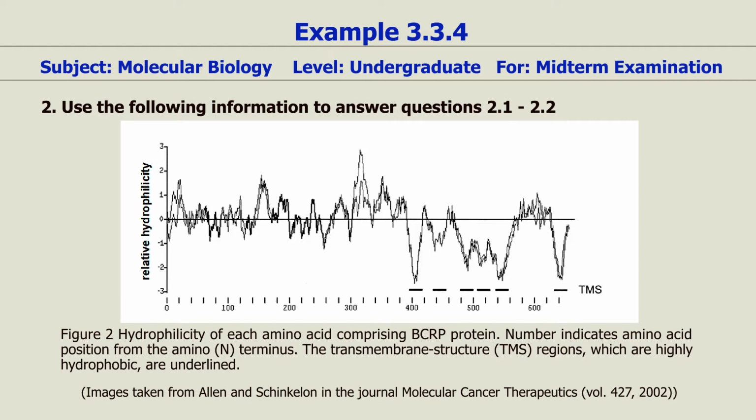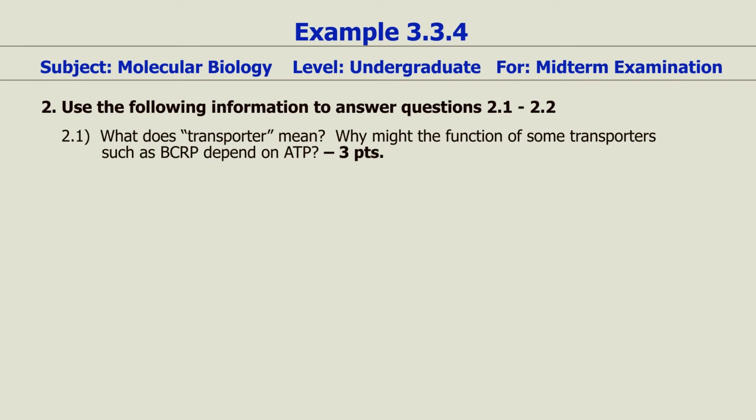Again, the ability of a student to correctly answer this question depends on his or her ability to understand as well as the ability to integrate and apply the knowledge. We can ask different questions that assess these different levels of the abilities. The first question, for example, we assess the cognitive domain at the basic level of understanding the concept they have learned by asking the students to explain what a transporter means and why the activity of BCRP requires ATP.